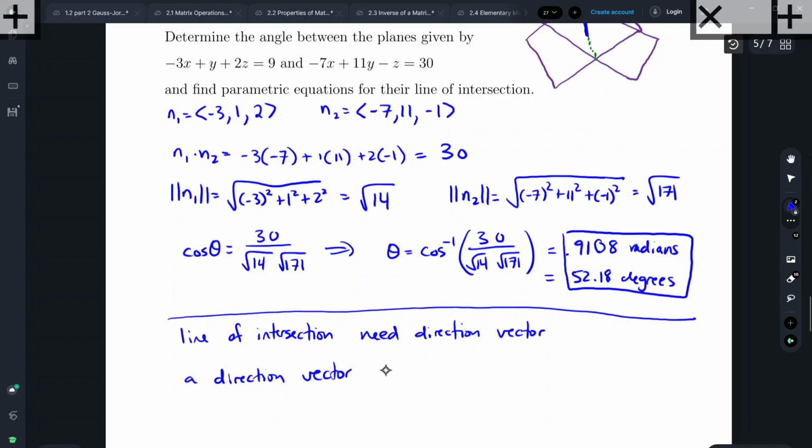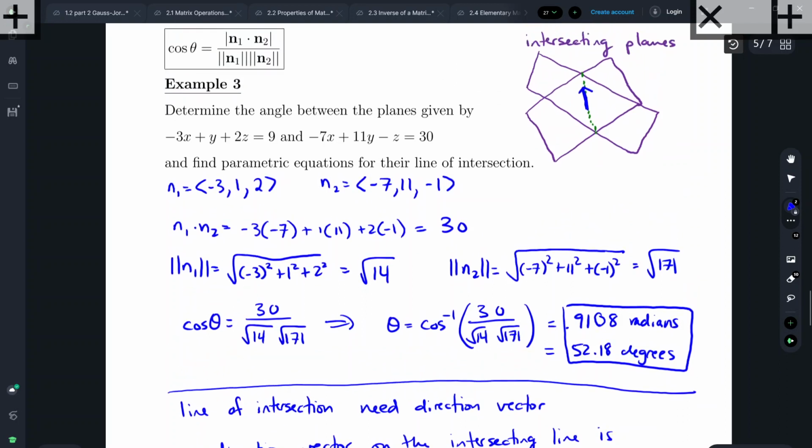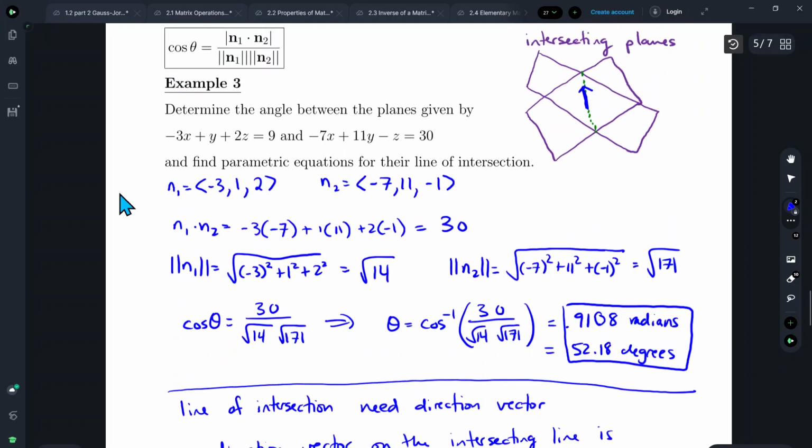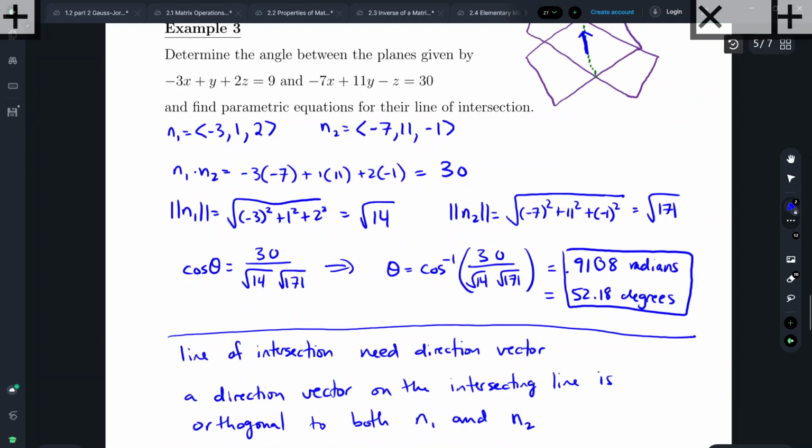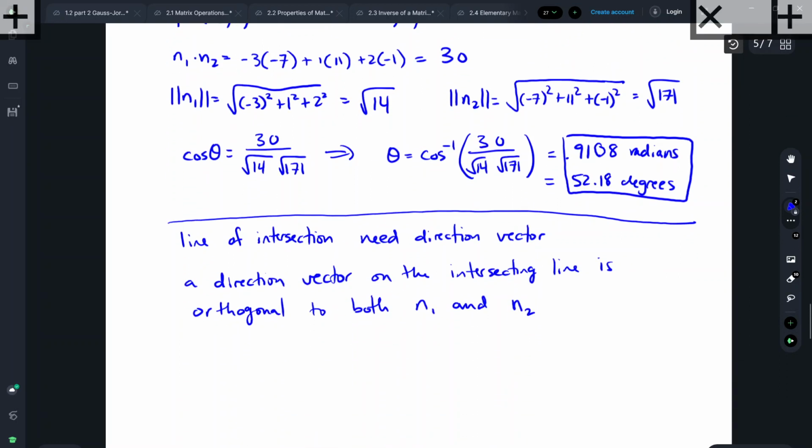So a direction vector on the intersecting line is orthogonal to both normal vectors, so n1 and n2. And so to get the direction vector, we can just do the cross product, right? Because the cross product is orthogonal to both vectors.